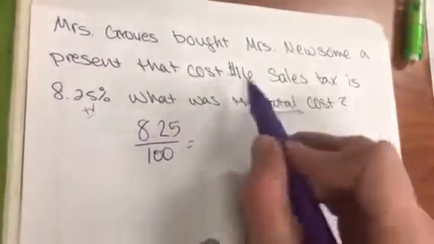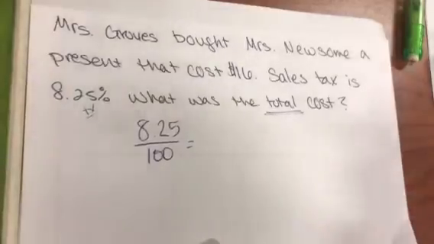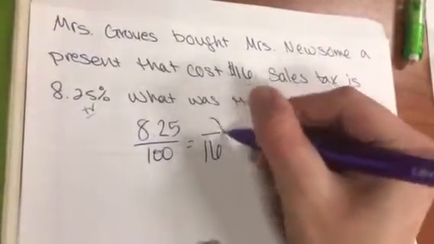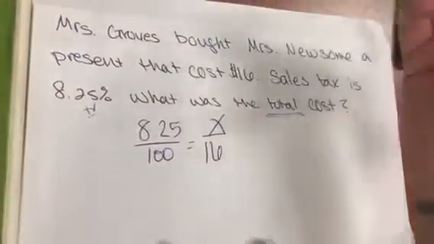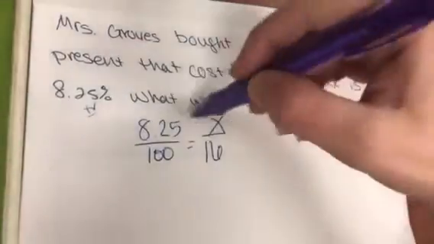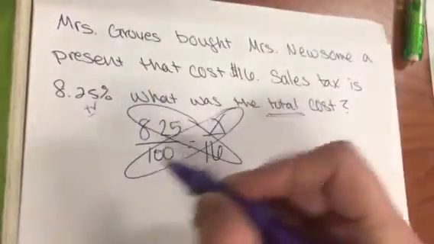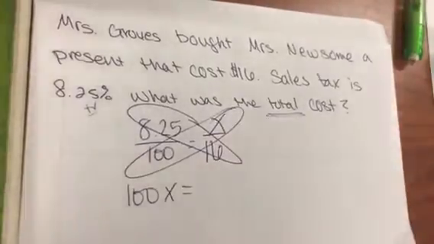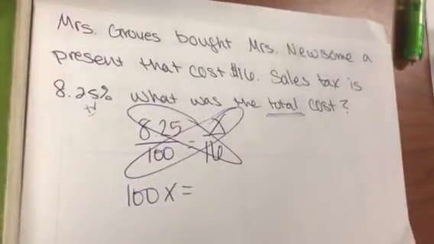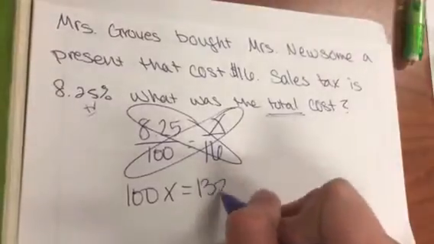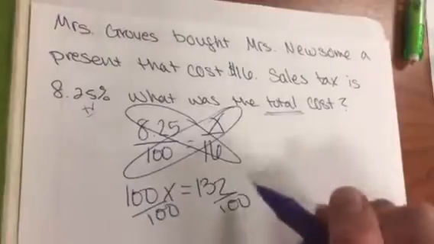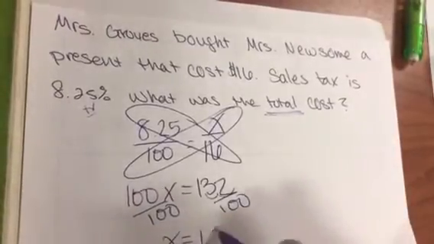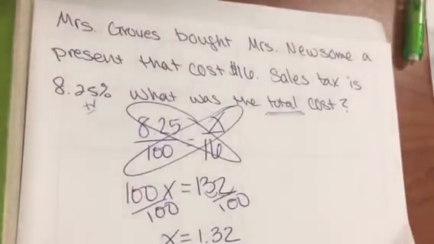Okay, so 16 is the whole. We're trying to look for the part. That would be 8.25%. We are solving for the tax, and this is how it's solved. The total cost is 16. To find the tax, we got to set up a proportion. So we cross multiply. We get 100x equals 8.25 times 16, which is 132. Now we divide. What's that trick? Move it over two times to the left. So x equals 1.32. It's a total cost of $1.32.